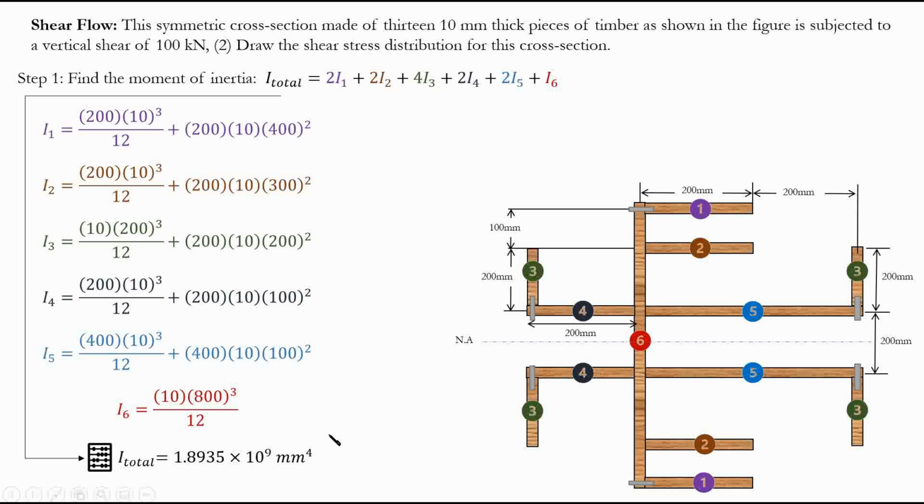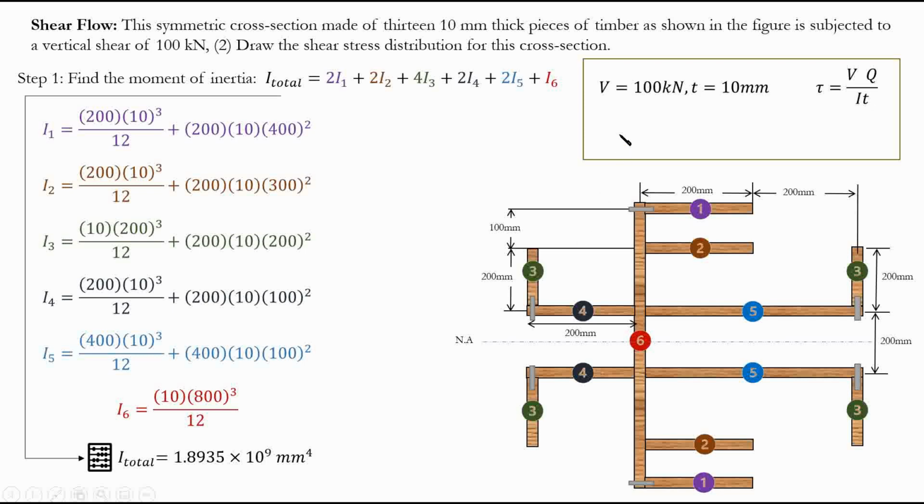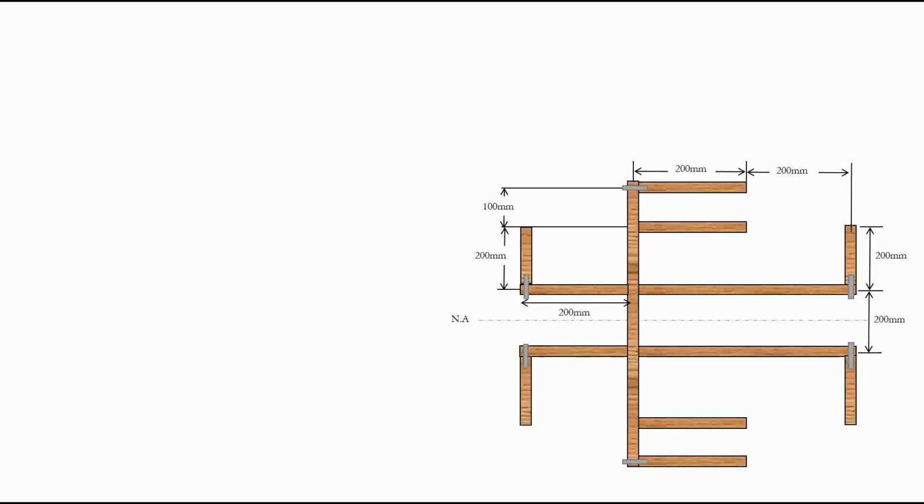Now, we know all of the values that we should know except for Q. So we know V is equal to 100 kilonewton. The thickness of each piece is constant, right? 10 millimeter. If it's not, of course, we have to take into account separately, but in this case it is. So 10 millimeters is known, V is known, I is known, t is known. So the only thing that's unknown is Q. So our next step is basically going to be finding the Q value in critical points. So let's see how that goes.